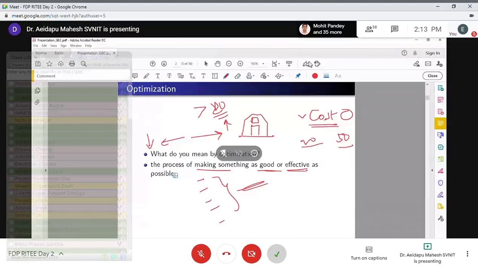So now let us move on to meta-heuristic optimization, and what it is and how it is going to be helpful in solving these optimization problems.